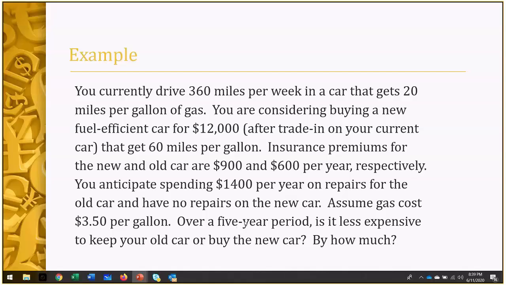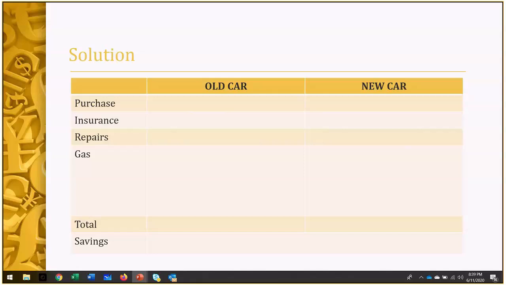So let's take a look and see how it is going to be different for each different category. So I broke it down based on the old car and the new car into the purchase price, the insurance, repair cost, gas is a big one, and then we'll be able to see what the total is for each of these, the total to own it over 5 years, and then we'll be able to calculate the savings over that time period. So let's go with the purchase price first.